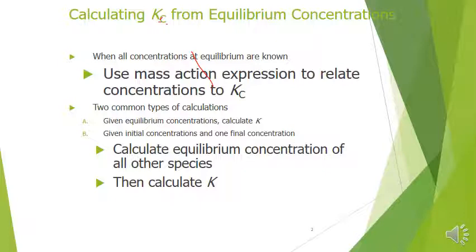Two common types of calculations. Given an equilibrium concentration, we can figure out the K. Given the initial concentration and final concentration, we can calculate the equilibrium concentration of other species, and then calculate K. And you'll see what we mean by that as we do examples.